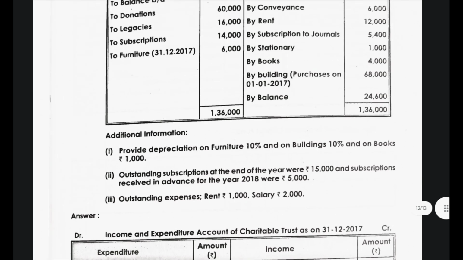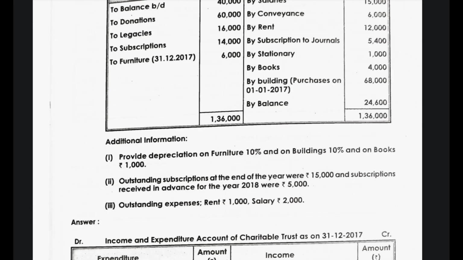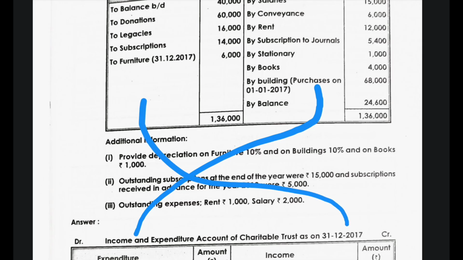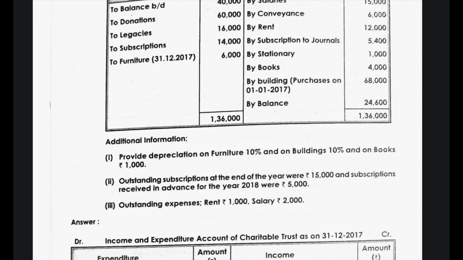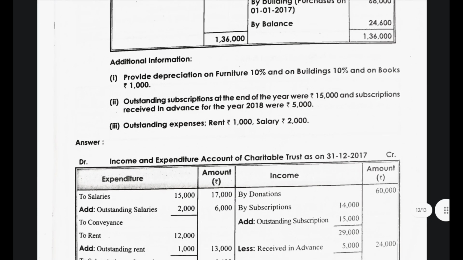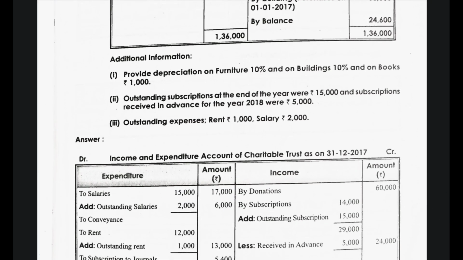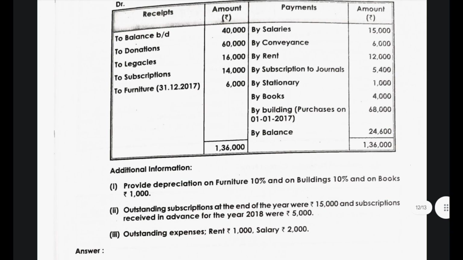So now from the payment side, when we prepare the income and expenditure account, on the debit side payments will be there, expenditures will be there. So these payments we have to take on the expenditure side, and receipts we have to take on the income side. In this way you have to do with these adjustments given to us. Now first we will see the payment side. Salaries is given 15,000. Outstanding salary 2,000 is given. So salary 15,000, outstanding salary 2,000. It's clear, first item.